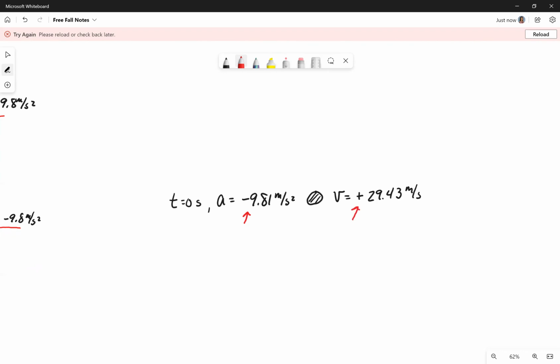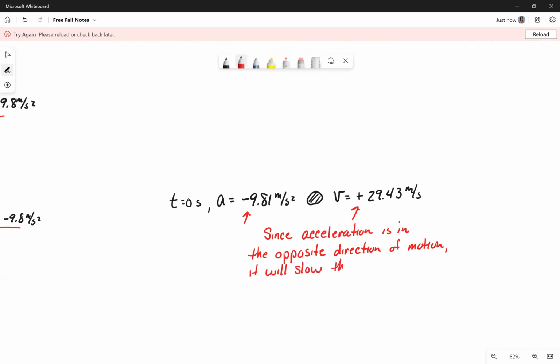So the scenario here is, since acceleration is in the opposite direction of motion, it slows the object down. So acceleration will have the effect of slowing it down.